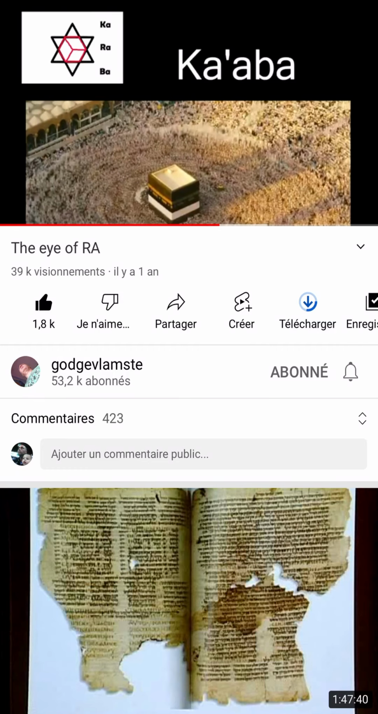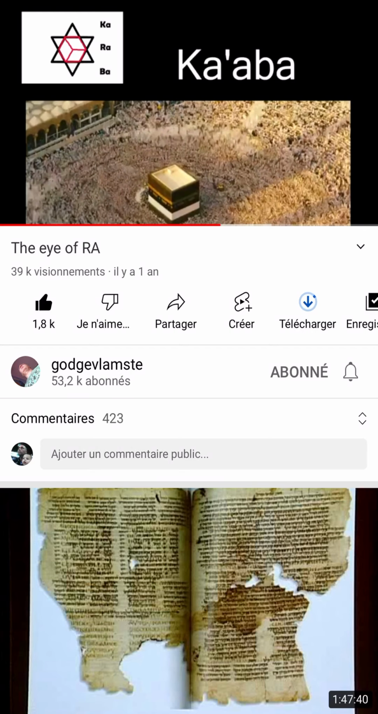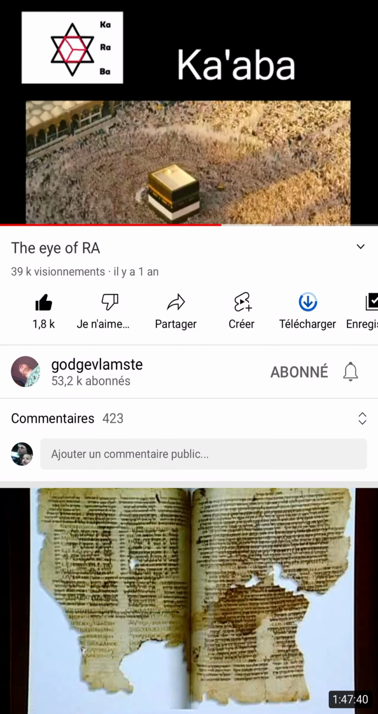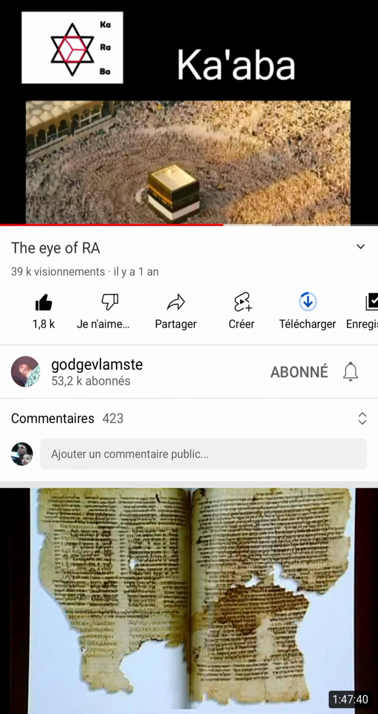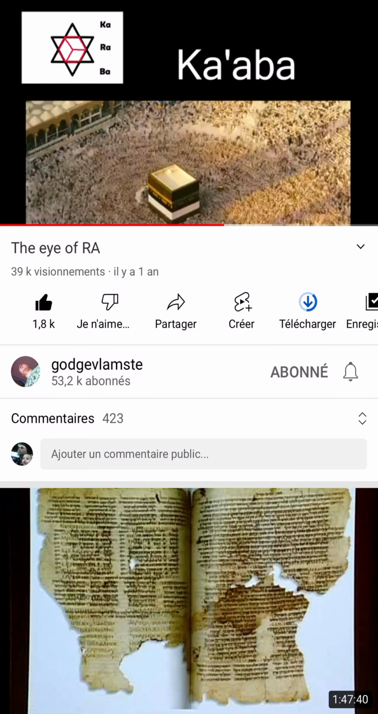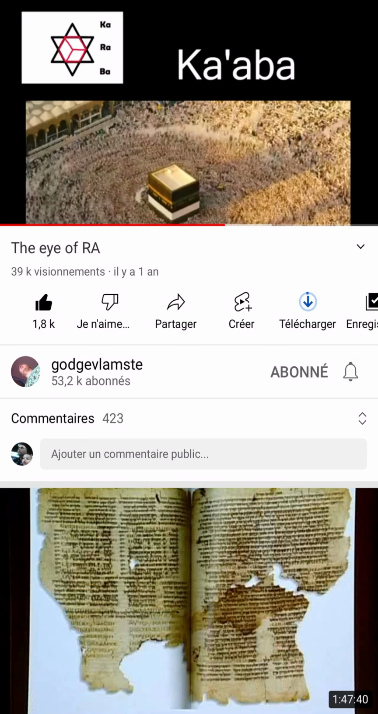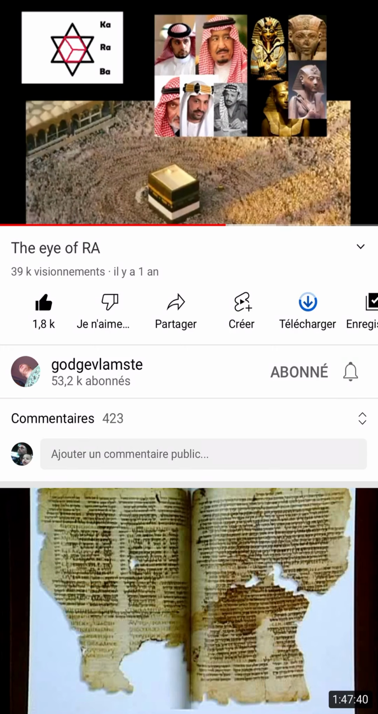In Mecca, you have the black box, the Kaaba. In my view, that is not the Kaaba, but the Kaaba. And why in Saudi Arabia? Well, that is no coincidence.